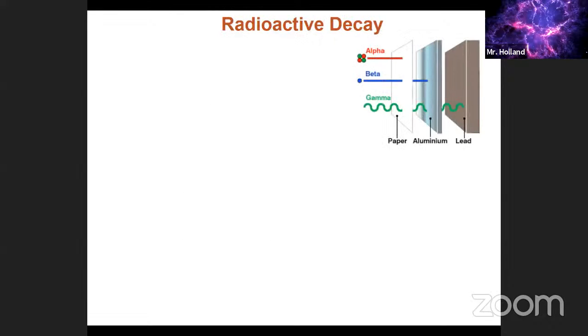If you look at these images up here, we have paper, aluminum, and lead to show the penetrating ability of each of the types of radiation. Gamma rays are the most penetrating. They go through paper, they go through aluminum, they'll go through up to 4 or 5 inches of lead. I think 6 inches of lead is the sweet spot for stopping the gamma rays, but a significant chunk of lead is dense enough and thick enough in order to stop the gamma rays.